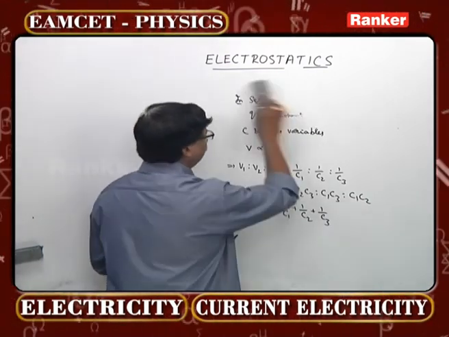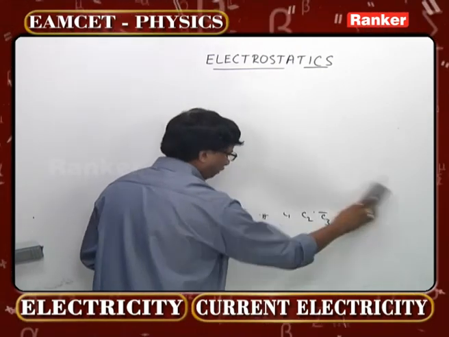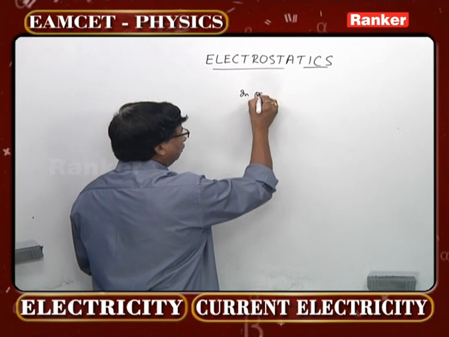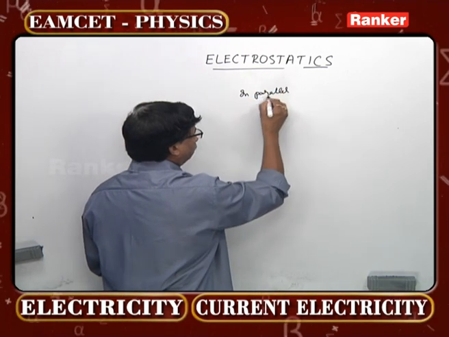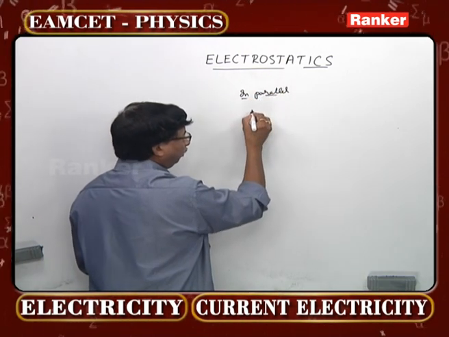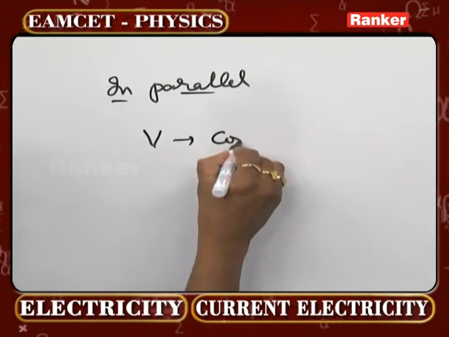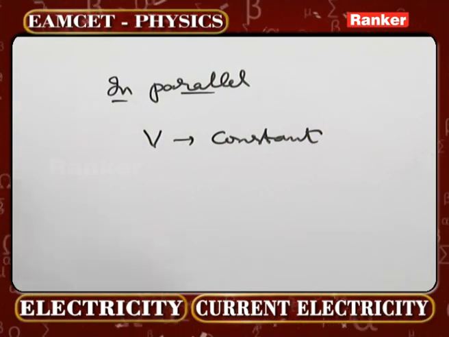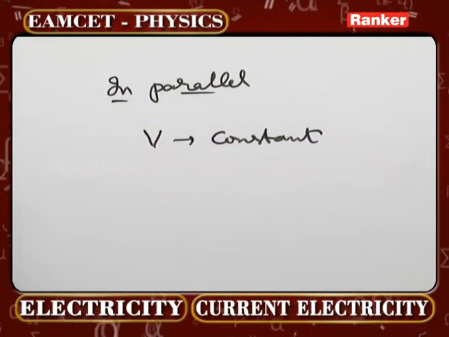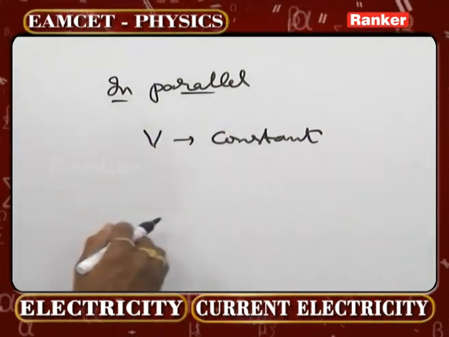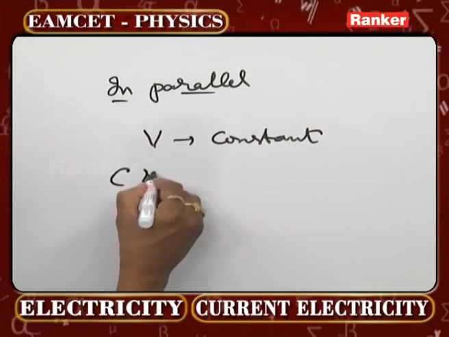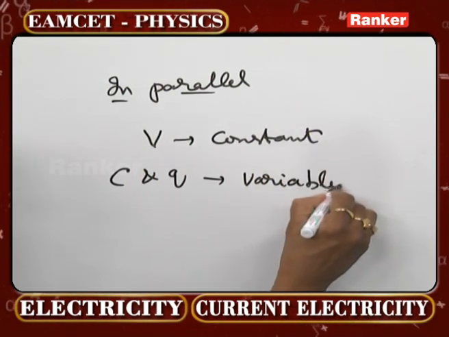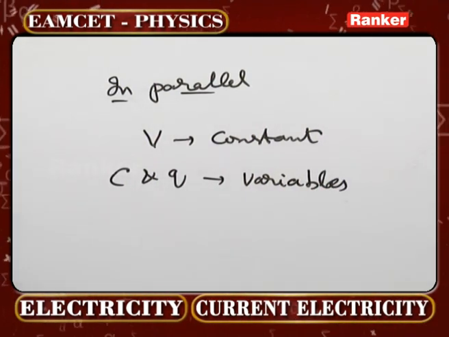Come to the next one, please. When we connect these capacitors in parallel, then what happens? Whenever we are connecting the capacitors in parallel, we find that the potential difference across the plates of each and every condenser or capacitor remains constant. When the potential difference is constant, C and Q, these two are now variables. How do they vary now is the question.